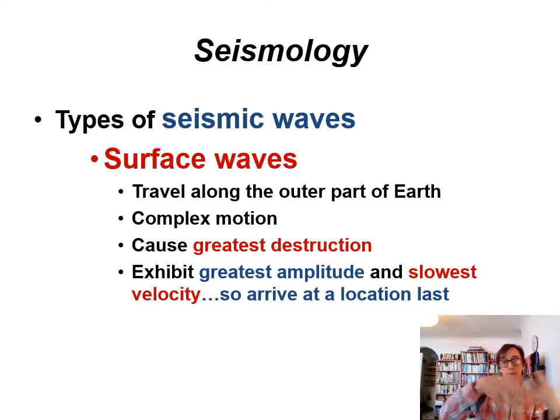They actually have a complex motion. You might see in textbooks they divide them into Love waves and Rayleigh waves, but we're just going to call them surface waves. It's kind of a twisting of energy as energy translates through the ground surface. These cause the greatest destruction. They exhibit the greatest amplitude as the wave goes through the Earth, but also the slowest velocity. And this is key: different types of seismic waves travel at different velocities.